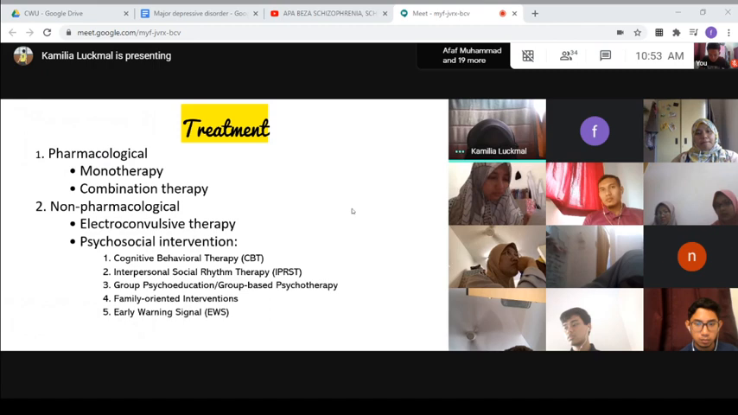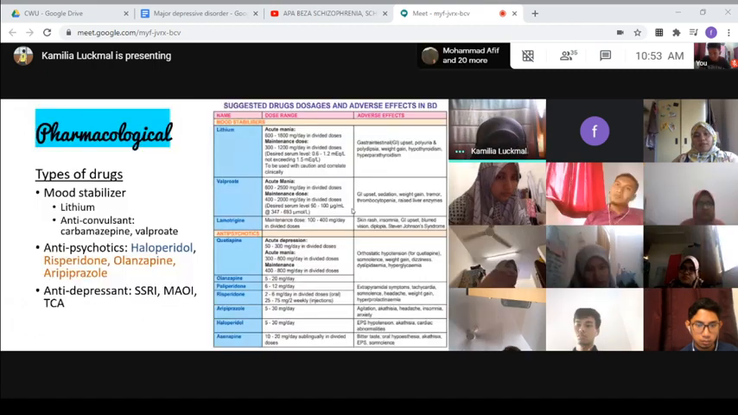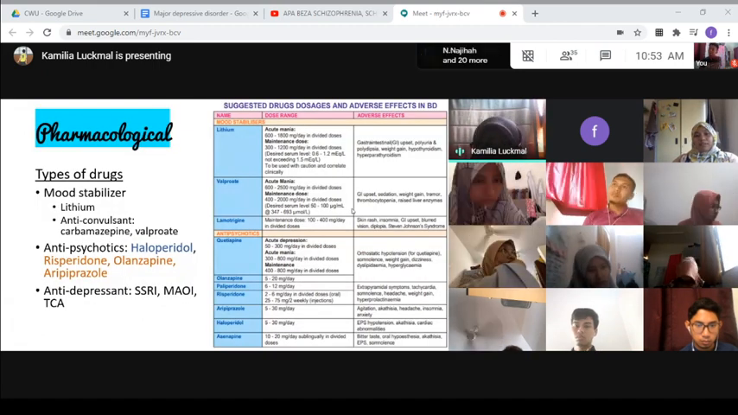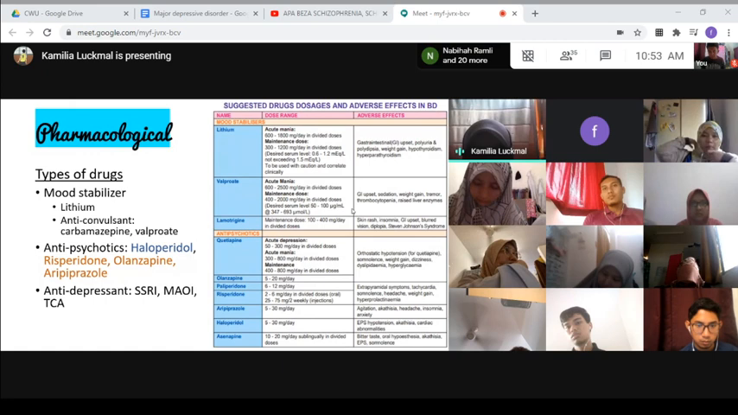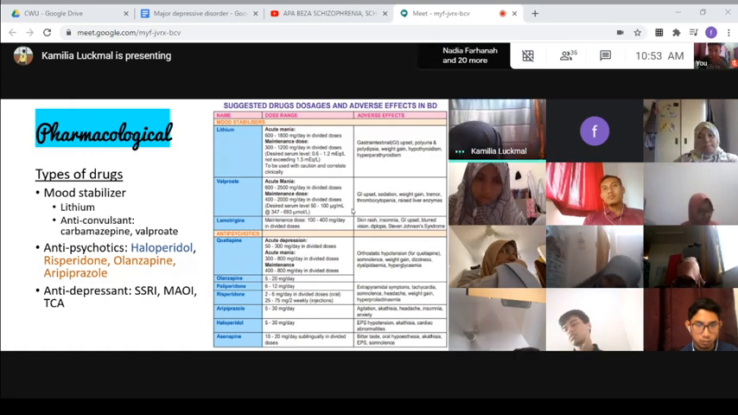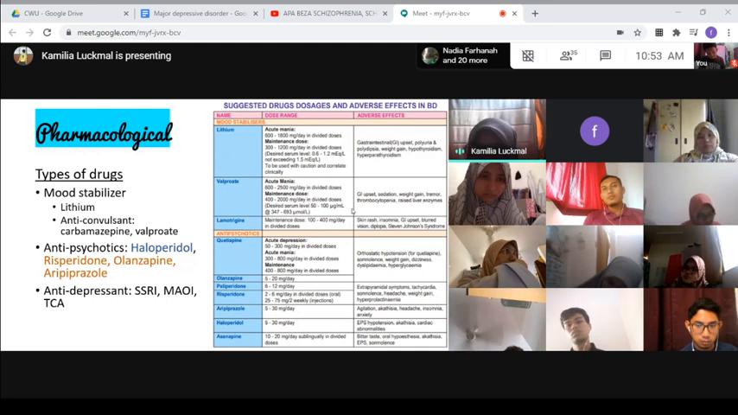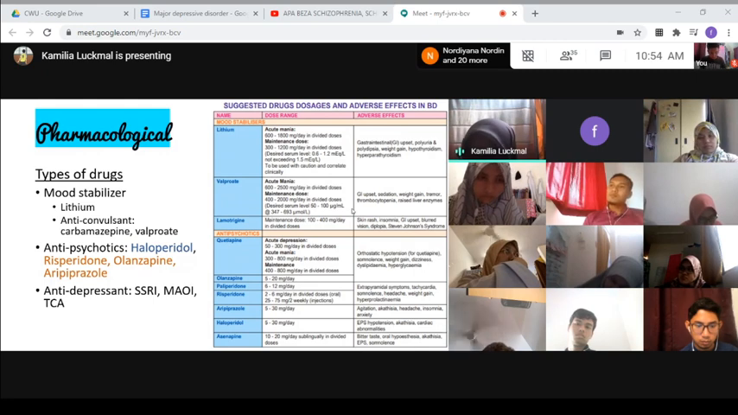For biological, in pharmacological, the treatment varies between the acute phase and maintenance phase. For the pharmacological, the types of drugs that are commonly used in bipolar disorder are the mood stabilizers consisting of lithium and anticonvulsants, and then there are antipsychotics and antidepressants. For lithium, lithium was considered the gold standard before. However, it has a narrow therapeutic index.